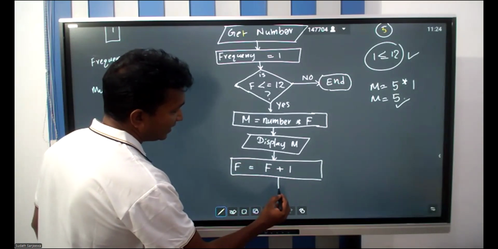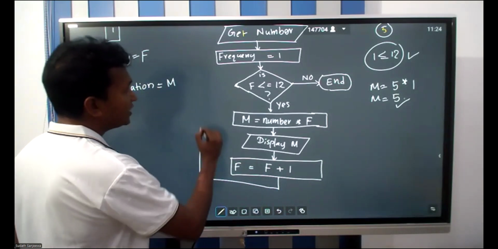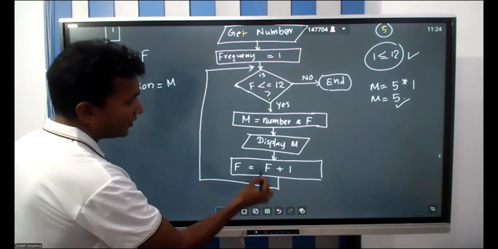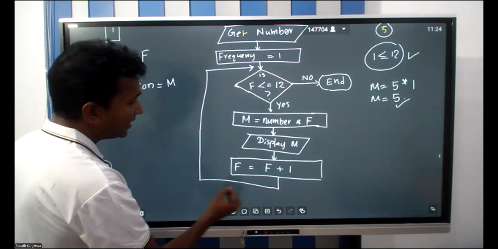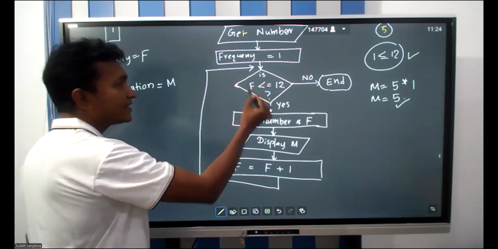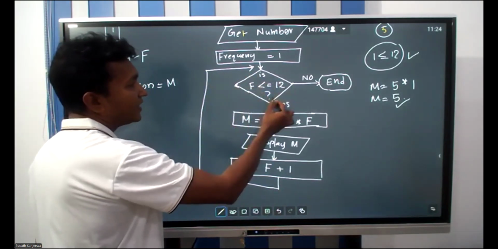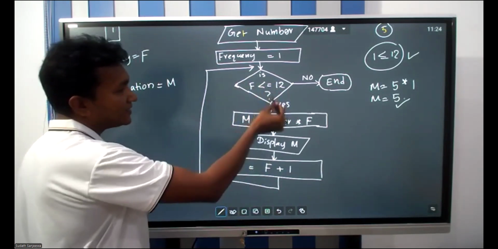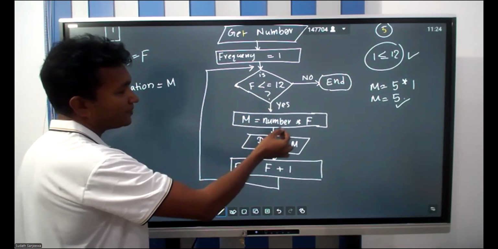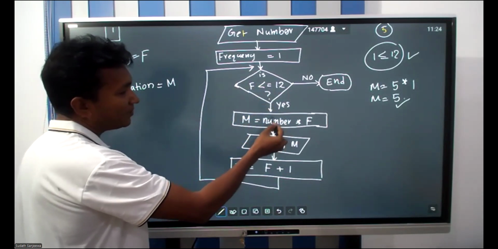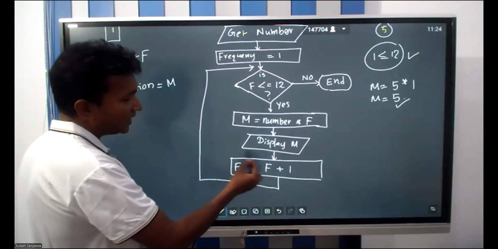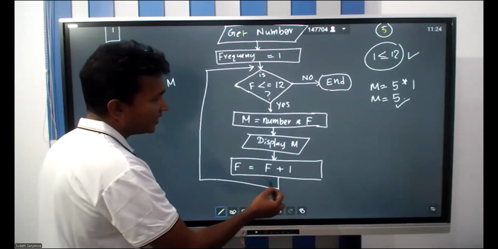Again, I go to this place. I increase frequency by 1. And again, I go to this place and check this condition, whether f is less than or equal to 12. If it is yes, we go to this place and we multiply and display the value of m. Again, we increase frequency by 1.